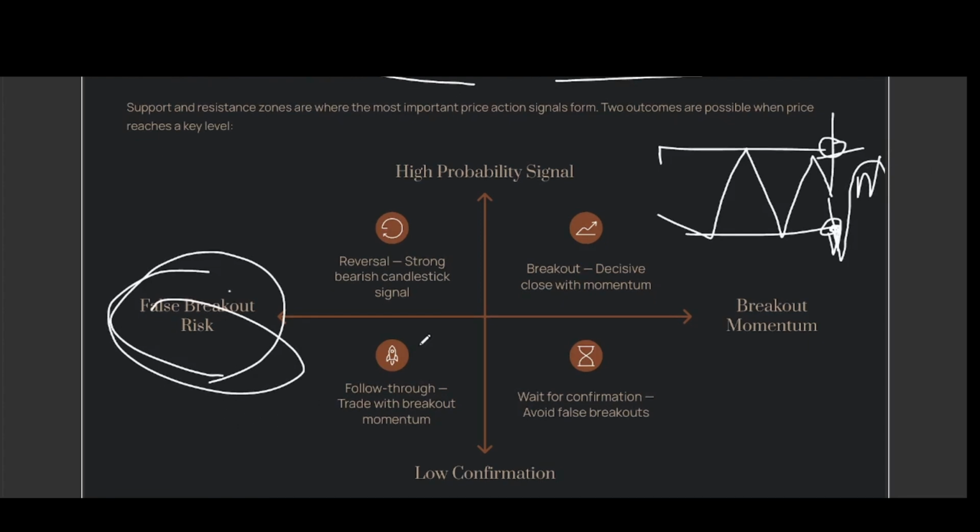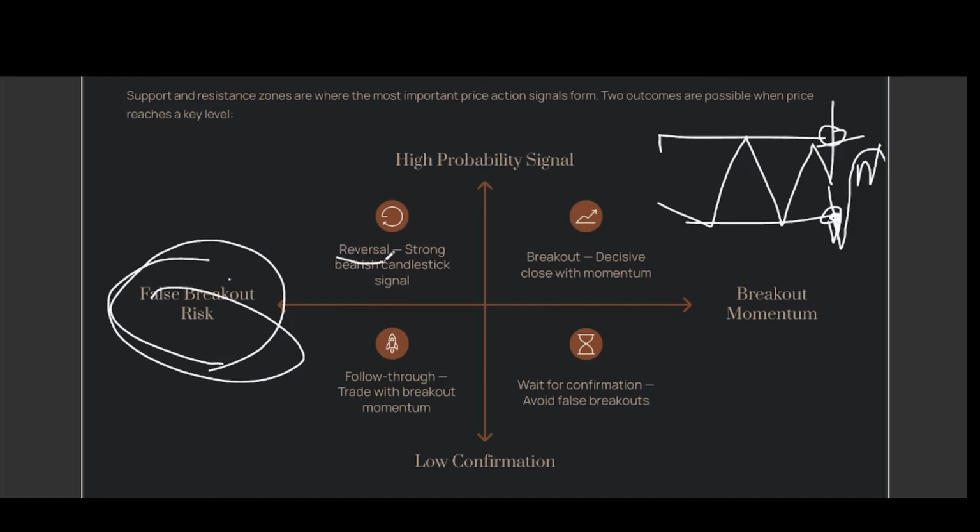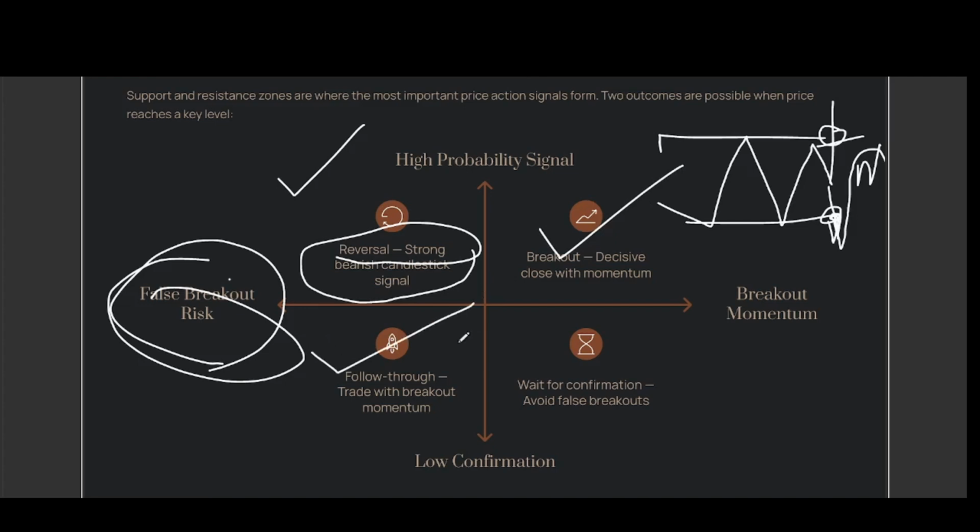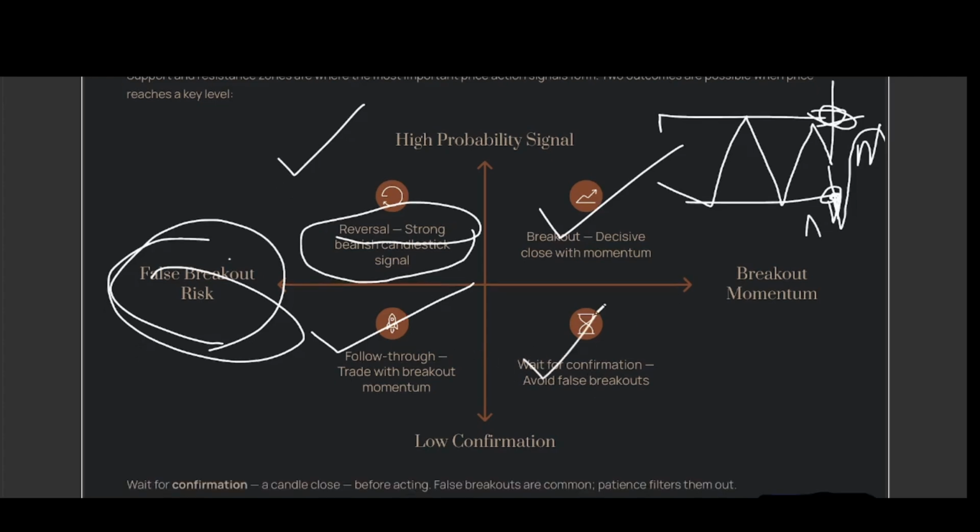Now we should combine it with a few other things to make it strong. First thing is a reversal, a strong bearish candle signal. Either you have good candle confirmation, or you have good momentum and increase in volume, or you can trade with a momentum breakout. A breakout with increase in volume and a good momentum can be a good setup as well. Or you should wait for a confirmation that this breakout is not a false breakout.